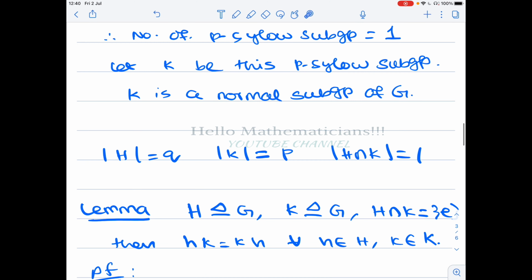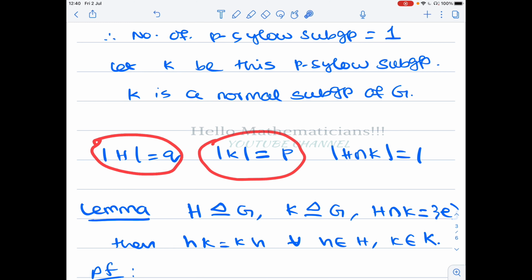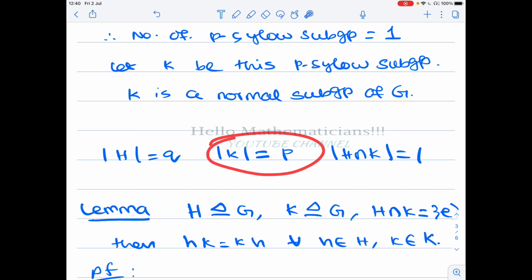Okay. So we now have two Sylow subgroups. One is of order q, this is H. The other p Sylow subgroup, of order p, I call K. What is the order of their intersection? The order of the intersection is 1. Why? Because H intersection K is a subgroup of both H and K. Since H intersection K is a subgroup of H, its order should divide q by Lagrange's theorem.